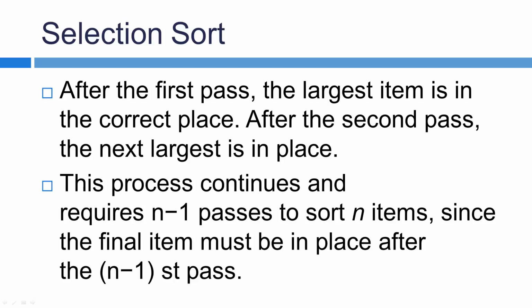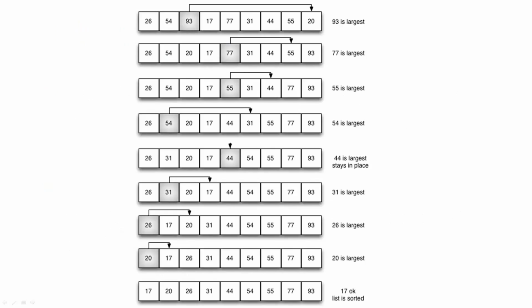So this process continues and then only requires n-1 passes for a list or array of n items, since that final item will be placed after the n-1st pass. So, let's go ahead and see a figure that shows the entire sorting process. On each pass, the largest remaining item is selected and then placed into its proper location.